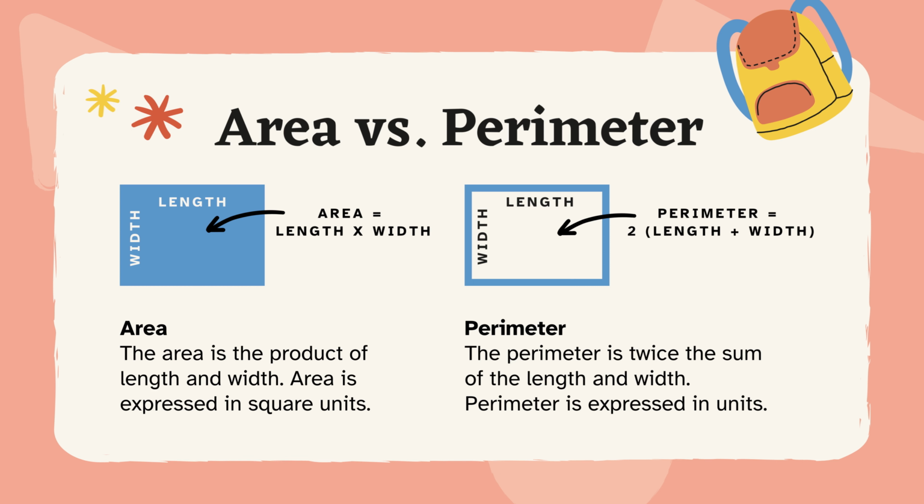Let's apply our newfound knowledge to a real-world example. The basketball court has a length of 15 meters and a width of 11 meters. Calculating the area gives us 165 square meters, and the perimeter, a majestic 52 meters.